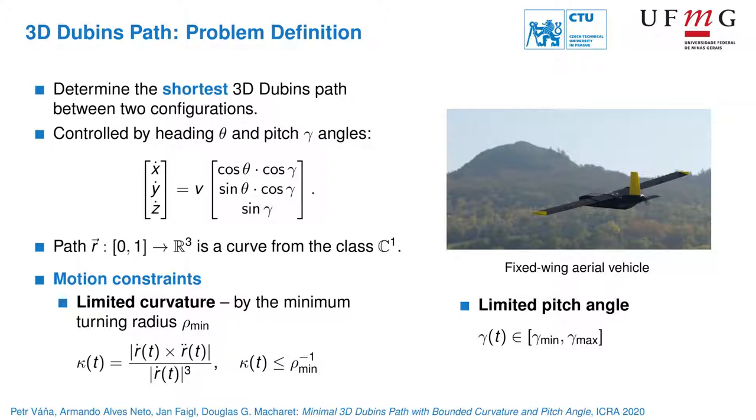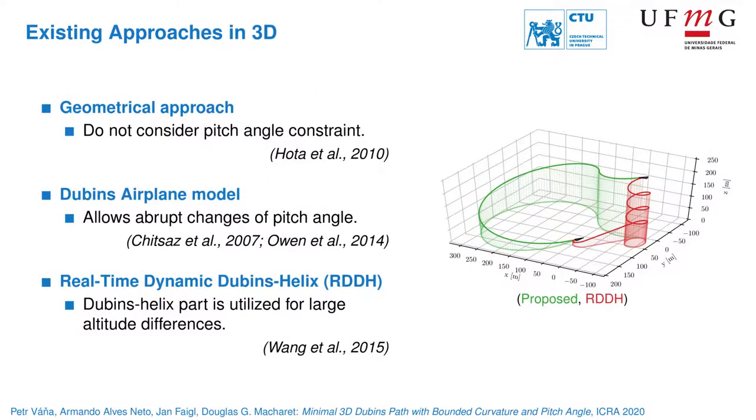The 2D version of this problem is often referred to as the Dubins path, and there exists a solution based on a closed form expression that makes it computationally very effective. However, finding a 3D path is more challenging. In the literature, we can identify three different approaches to tackle the problem in 3D.